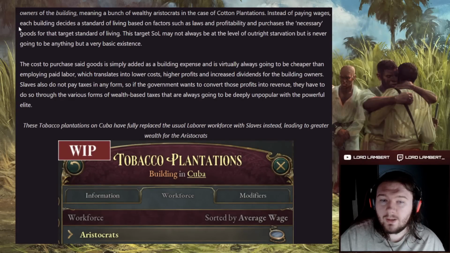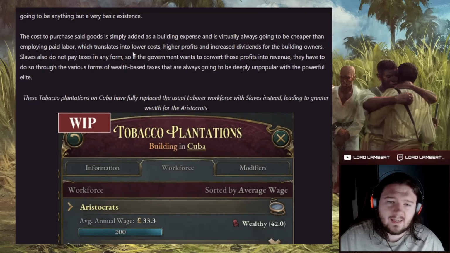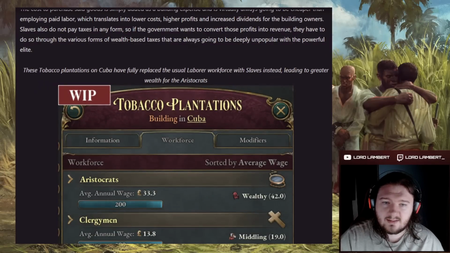Slaves also do not pay taxes in any form, so if the government wants to convert those profits into revenue, they have to do so through the various forms of wealth-based taxes that are always going to be deeply unpopular with the powerful elite. Exactly like I said, which is perfect for me. It makes me look like a genius.